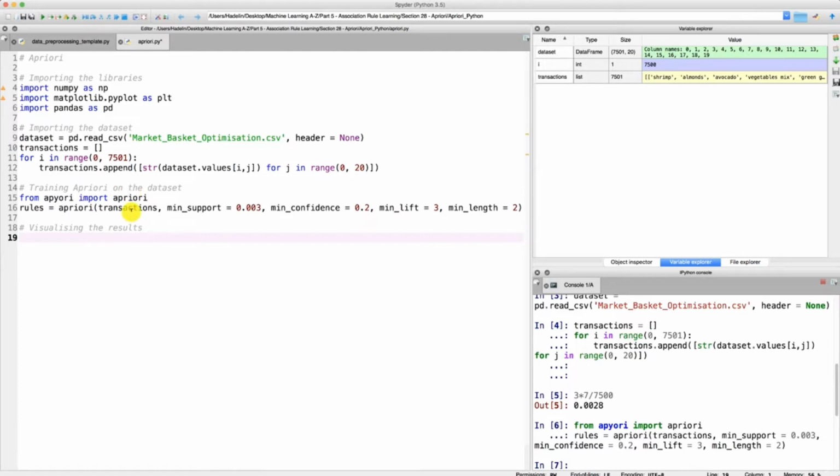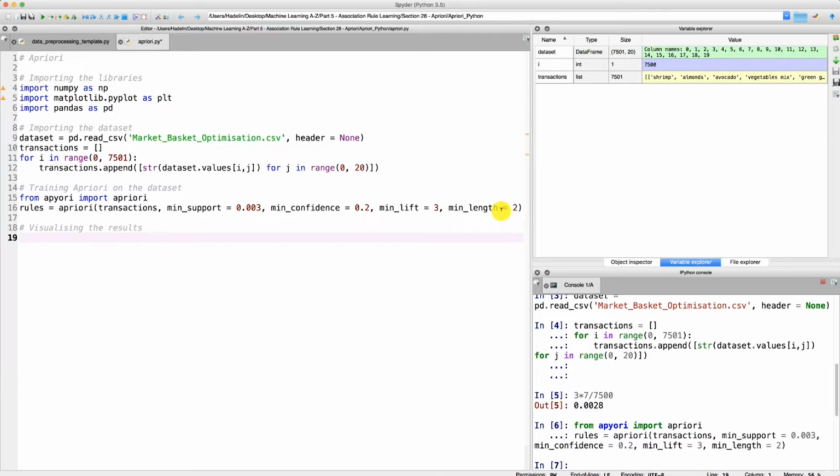in this code section here. So we set a minimum support of 0.03, a minimum confidence of 20%, which means that all the rules we will obtain will be true at least 20% of the time. And then we also chose a minimum lift of 3, which will give us some relevant rules, and a minimum length of 2, which means we'll get rules composed of at least 2 products.